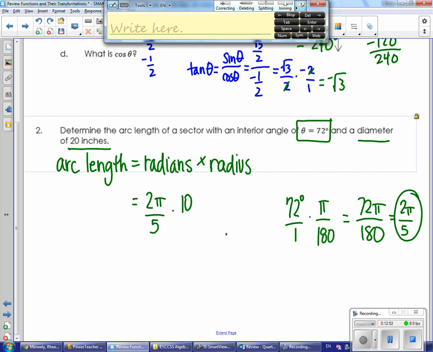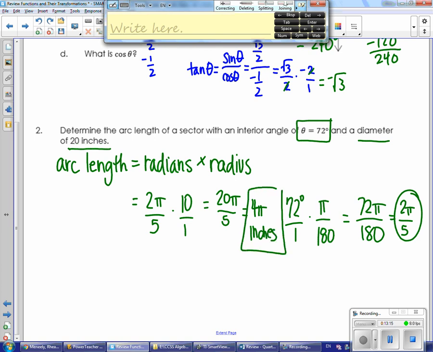And again, when I'm multiplying fractions, I can just put a 1 underneath the 10, and I can multiply straight across. So that's going to give me 20 pi over 5. And then I know I can divide 5 into 20, and that's going to give me 4 pi. And the only other thing I have to remember is that I'm measuring a length, and so I have to include my units here. And that's going to be inches. So the answer here is going to be 4 pi inches.